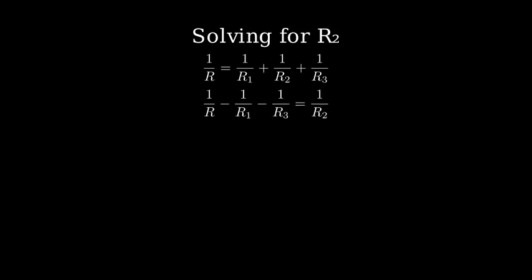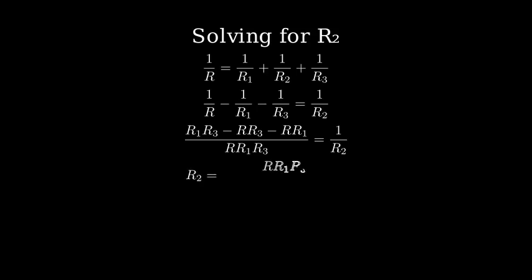Now, let's get a common denominator on the left side. To do this, we'll multiply each fraction by R times R1 times R3 over R times R1 times R3. Now, let's take the reciprocal of both sides. When we flip a fraction, we also flip the equal sign.